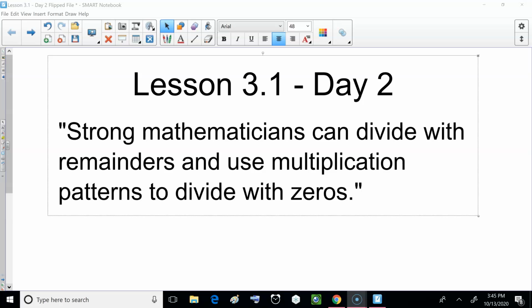Said strong mathematicians can divide with remainders and use multiplication patterns to divide with zeros. So we're going to focus on that second part of the day about using multiplication patterns to help us divide with zeros. So take out your notebook, your pencil, write down today's date, the name of the lesson, and let's begin.